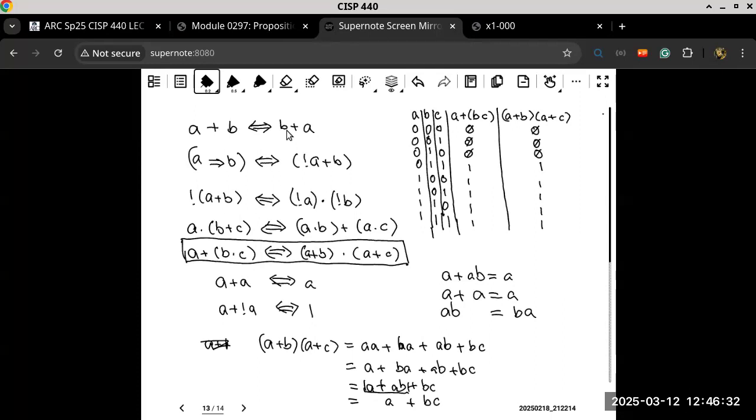Why isn't there an AC? Oh, there is an AC. Very good. That's fine. Plus AC, but AC is also absorbed into just A because of this rule here. Yes, you are correct that I neglected to write AC in the FOIL, but it is also true that AC can be absorbed into just A.